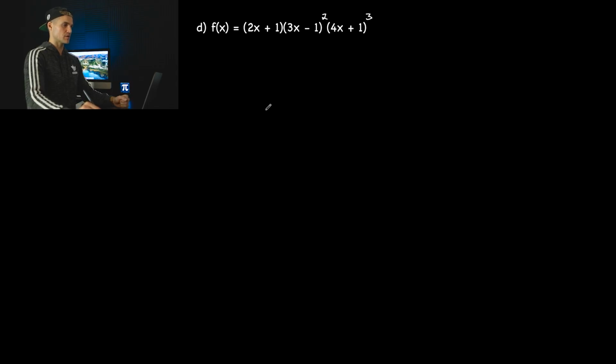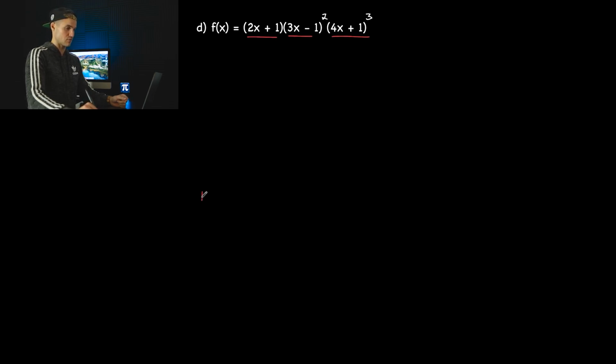And then finally, moving on to part D, this one is going to be quite hectic. So here we have 2x plus 1 times 3x minus 1 to the power 2, and then 4x plus 1 to the power of 3. Notice that to expand all this would take us forever, because we have 2 brackets of this and then 3 brackets of that. So in total, we would have 6 brackets. That would take us forever to expand. Here we're going to have to use the product rule, but notice that it's a product rule with 3 functions.